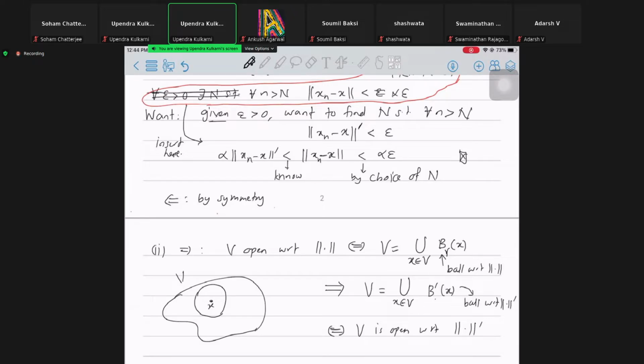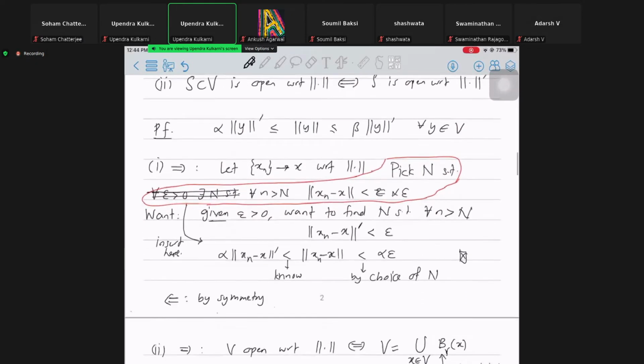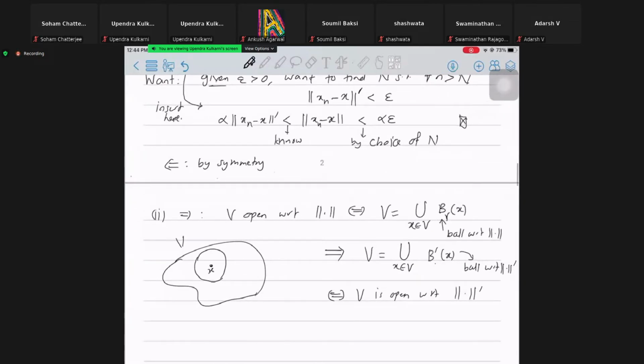Let's go back to the definition. So this is a ball of radius R with respect to the unprimed norm. Can I fit a ball of some other radius with respect to the primed norm? I think just writing that by taking an element inside the ball with respect to the norm. Okay, all right. So let's just see.